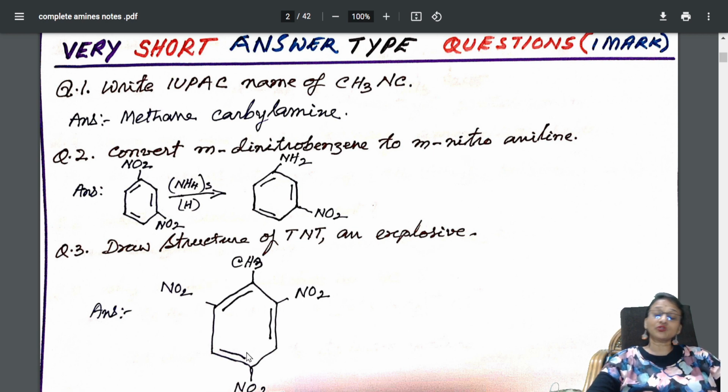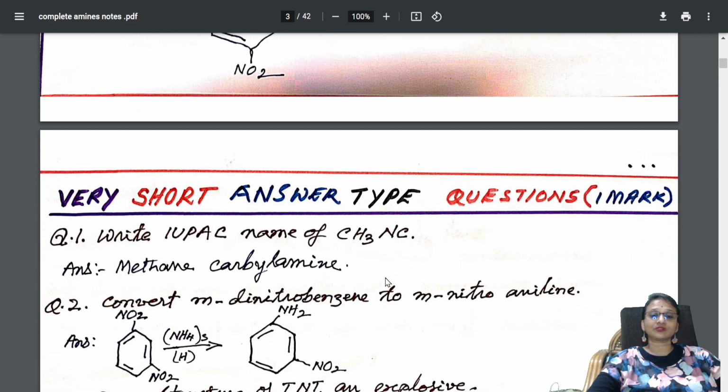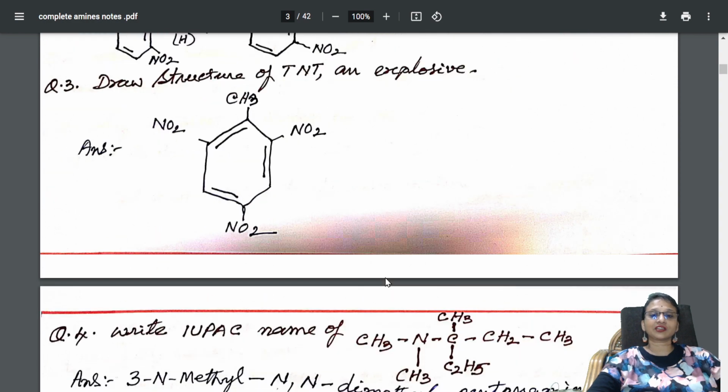Trinitrotoluene. So this is the structure. So basically, these are all your 1 mark questions. Gradually from there, I went to one more. Okay, the same page is repeated because of a little bit of photography issue, students.